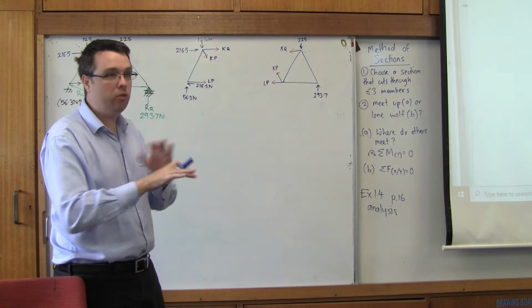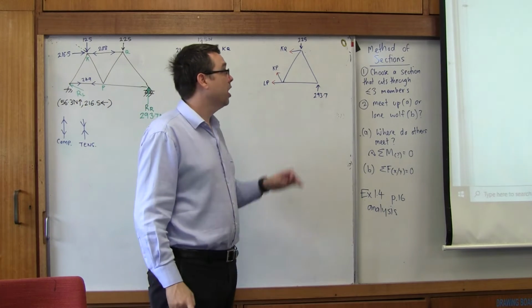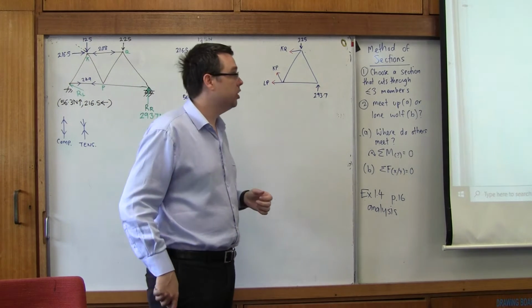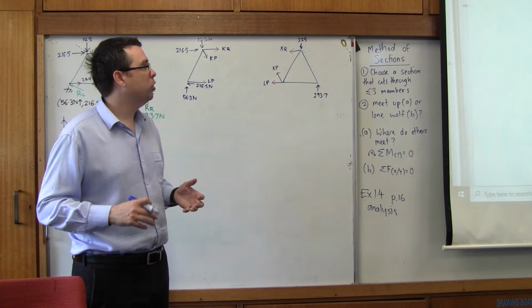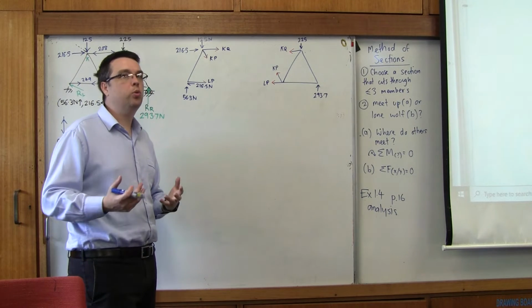My mentor said to me, don't even bother teaching method of joints, or teach it to them really quickly and then move straight on, because method of sections is what we want to use for the HSC. The method of sections is way more useful when you want to find one specific member or two specific members, and that's what we do in the HSC.